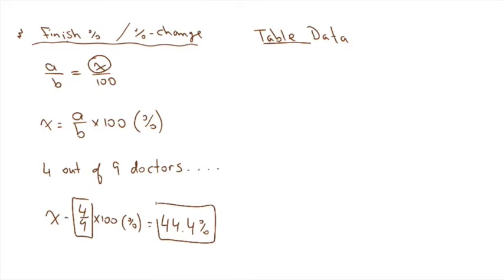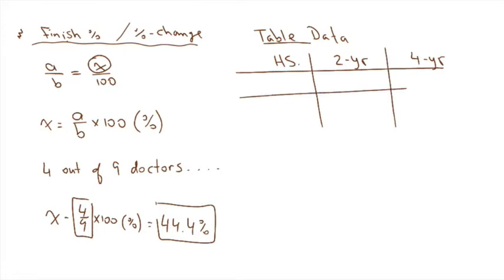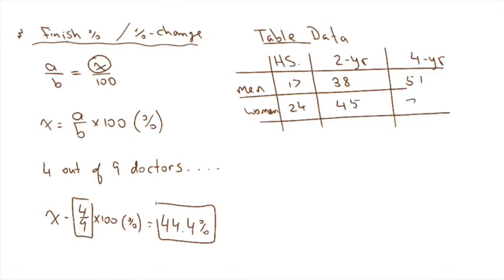Let's say we have degrees. It's not horrible, it's just got a bunch of numbers in it. So let's say this is 17, 38, 51. This is 24, 45, and 70.